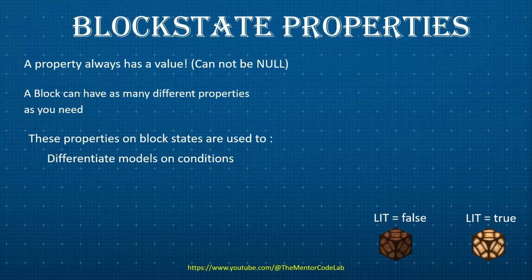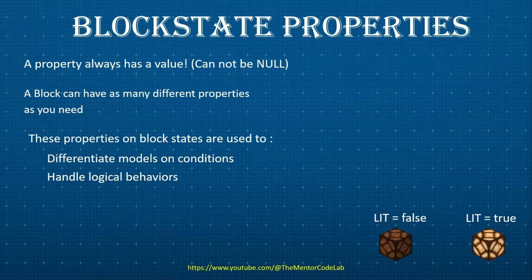Now we use this lit property to tweak the JSON file. In the JSON file, we are checking whether lit is true or false. If lit is equal to false, we are using one texture. If lit is equal to true, we are using another texture. Basically, this is why you have JSONs under block states. Based on these properties, we can differentiate the models on different conditions.